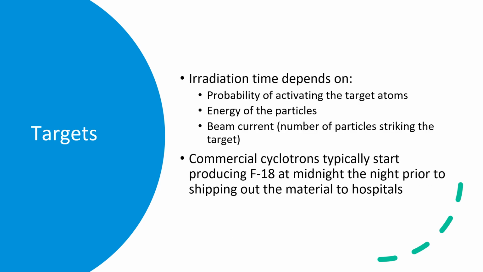The irradiation time depends on a number of things: the probability of activating the target atoms, the energy of the particles, and the number of particles that are striking the target at any given time. The commercial cyclotrons typically start producing F18 at midnight, the night prior to shipping out the material to hospitals.